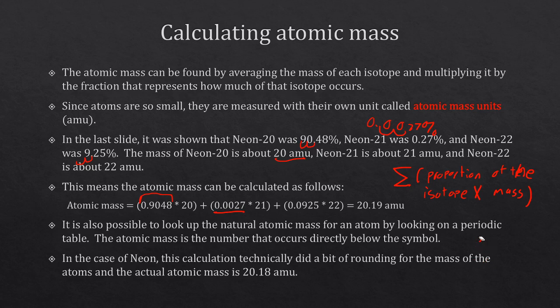So we did a bit of rounding for the mass. So the actual mass is 20.18 AMUs. So that's what I meant by there is technically some variation. It's not exactly 20, 21, and 22, but it is really, really close.